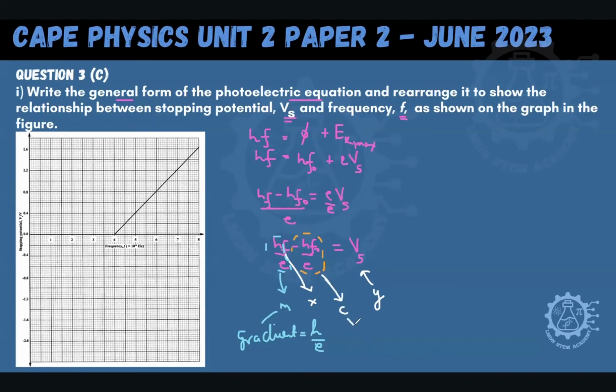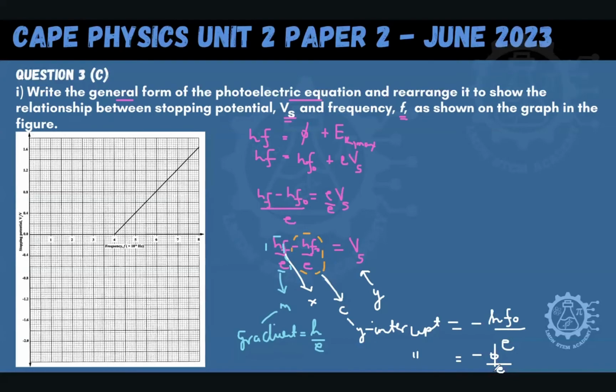So that's your C, and it is your Y-intercept. It's where that line cuts the Y-axis. So it's your Y-intercept, and that will be equal to HF naught over E, or we could say that that is equal to minus the work function over E, because work function is HF naught. So that's what your Y-intercept, or your C, is: minus your work function over E, where E is the charge of that electron there.